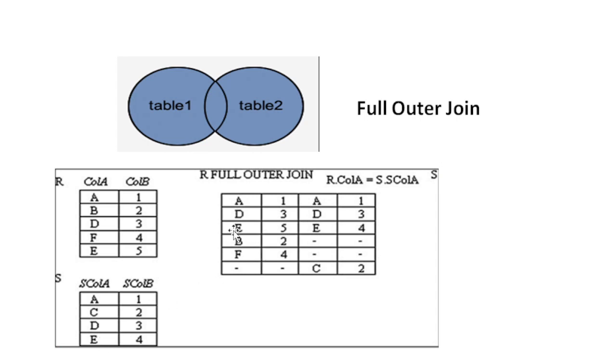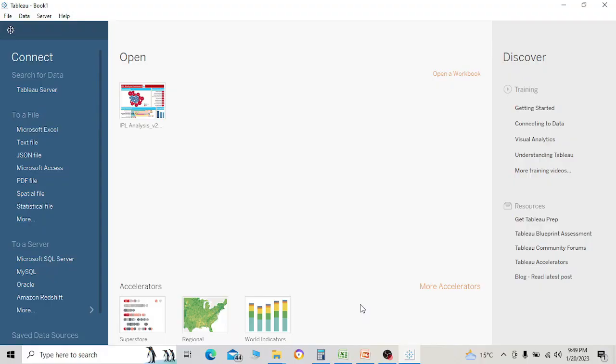e is common. You can see in the outcome table, these three rows are common in both tables. And some rows like b and f are only in the left table, and c is only in the right table. So all the data from the left table and the right table is coming in the outcome table. So this is our full outer join. You can try it by yourself to understand more, and you can ask me in the comment section.